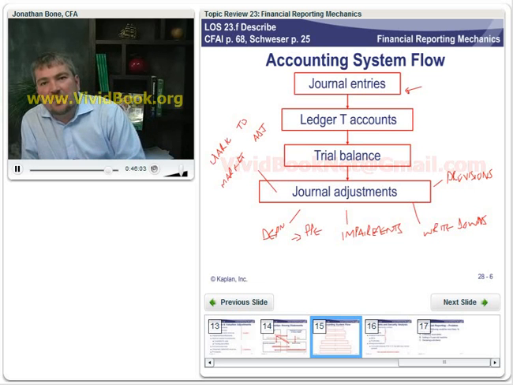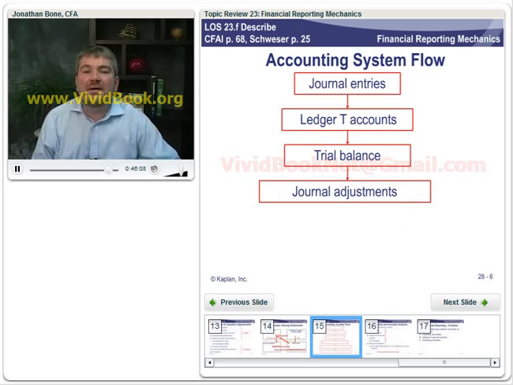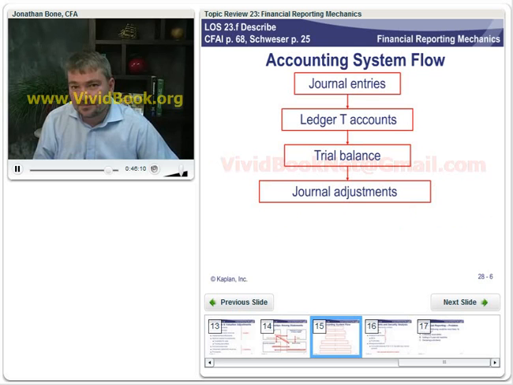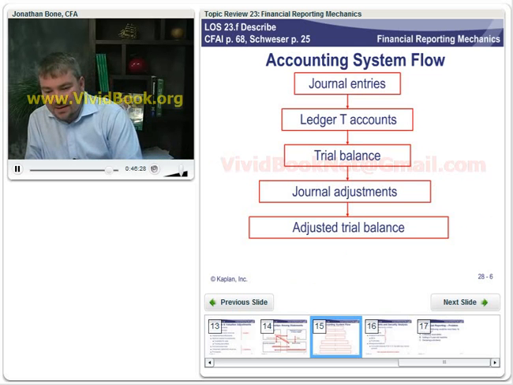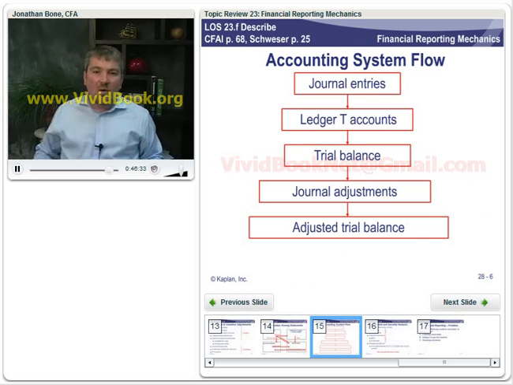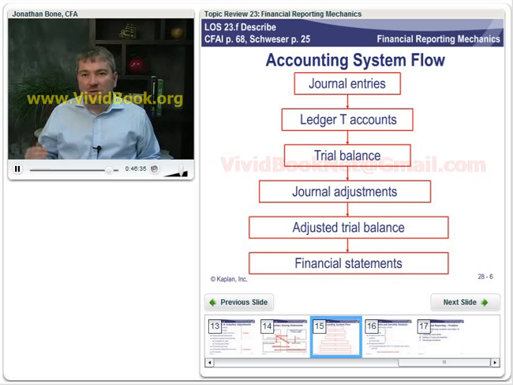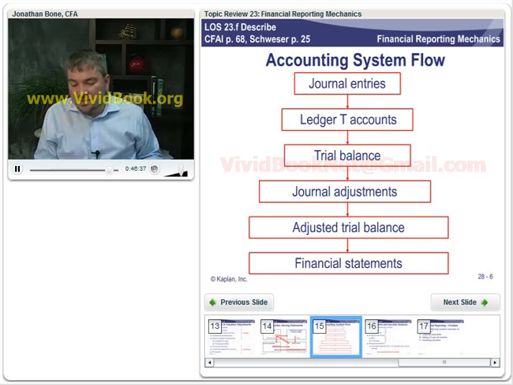So once we put our journal adjustments through, we extract another trial balance, and we refer to that as the adjusted trial balance. Again, all it is is a list of all of the asset balances, all of the liability balances, all of the revenue balances, all of the expense balances. And from this trial balance, we produce our income statement and our balance sheet. So that's what we use to produce the final financial statements. That's how the flow of information moves through a firm and it is used to produce a set of financial statements.